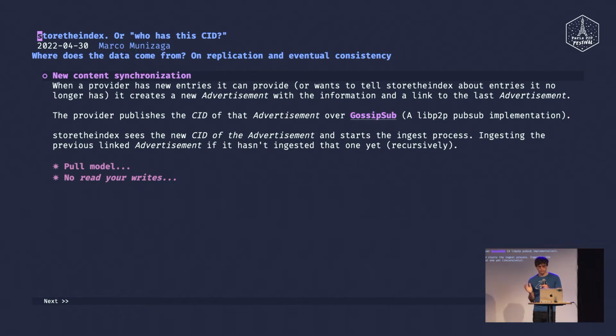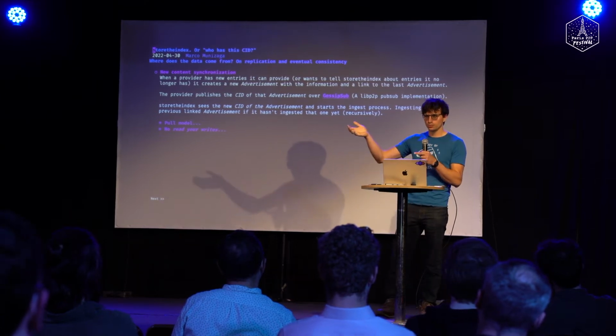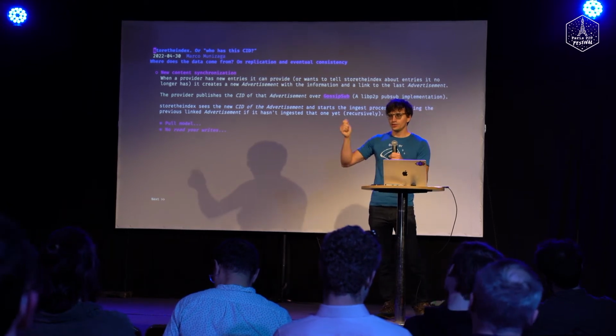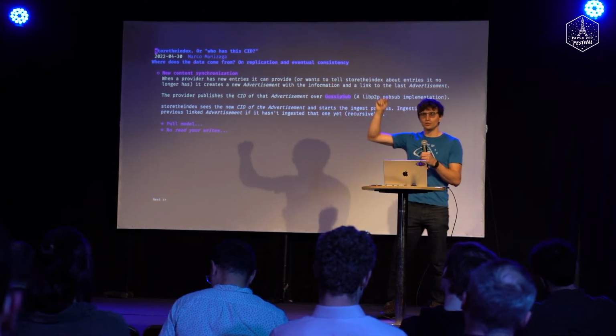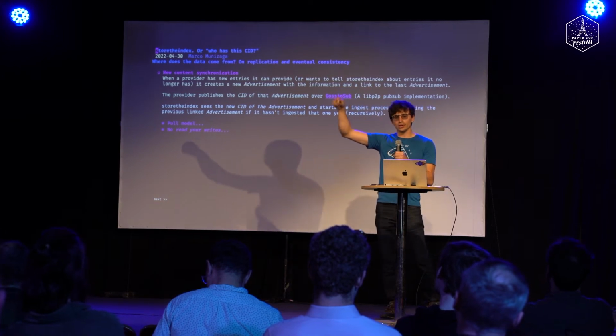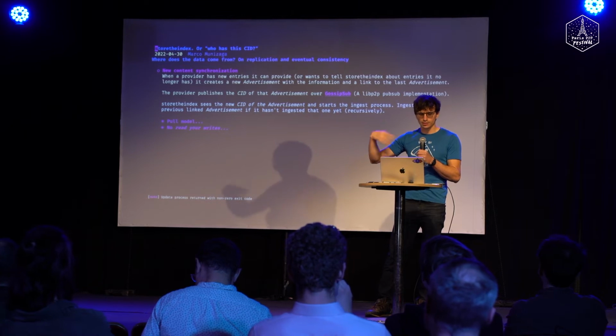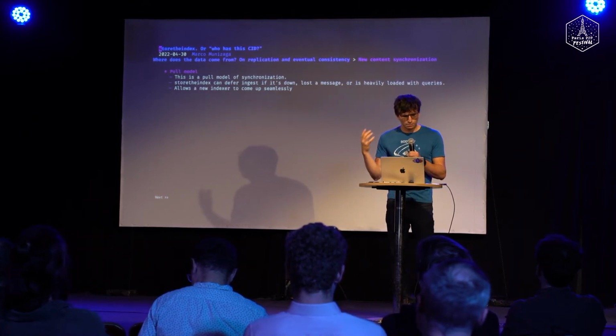And so what does this look like from the storage provider? Well, when it has some new information, it creates this advertisement block and then puts it in the chain of blocks. Then it tells anyone who's listening over gossip sub that, hey, here's a new head of my chain, here's the new entry node that you should look into. And then indexers can lazily pull this list. And this pull model is really important.